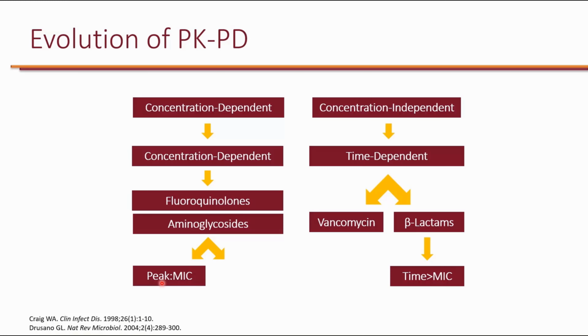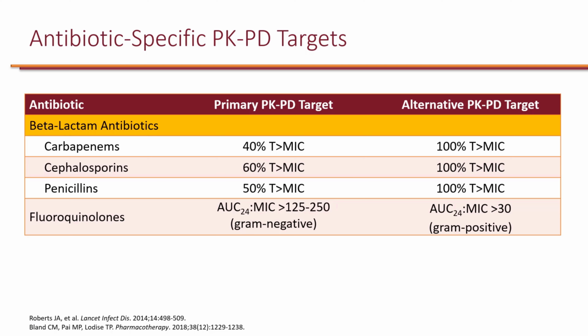And then there's the concept of AUC, or area under the curve, to MIC ratio, which is used for aminoglycosides and fluoroquinolones, which I will explain more. But this AUC to MIC is also used for vancomycin. So generally speaking, peak to MIC ratio is used for concentration dependent, and time above MIC is used for time dependent. And then AUC to MIC, it just depends. For some antibiotics, AUC to MIC means concentration dependent, and for some antibiotics such as vancomycin, it just means time dependent.